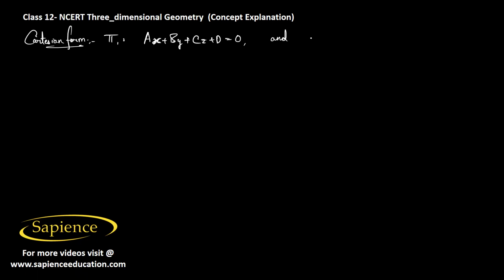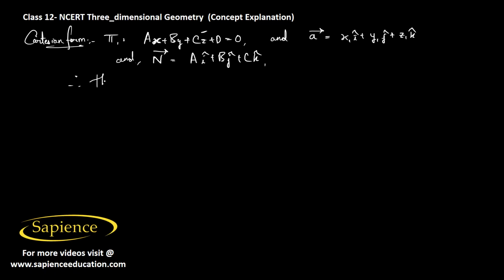the A vector, which is the position vector of the point P, is given as x1 i cap plus y1 j cap plus z1 k cap. The normal vector to the plane pi 1, which is n vector, can be written as a i cap plus b j cap plus c k cap. From here we can see that the direction ratios of the normal vector to the plane are a, b, and c.